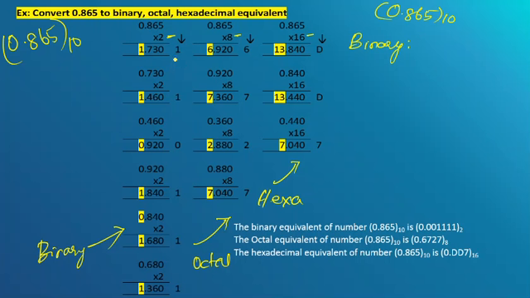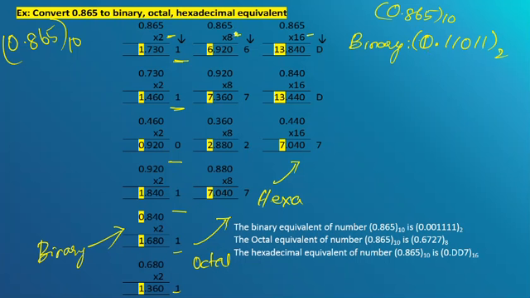It is 1 1 0 1 1 1. So the binary is, you write it as 0.11011. So this is the answer for the fractional point 0.865 in the binary system.